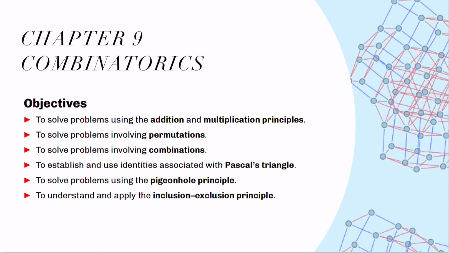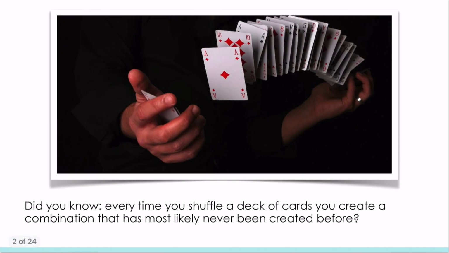Today we are starting Chapter 9, Combinatorics. Things we're going to look at through this chapter are things like the addition and multiplication principles, solving problems involving permutations and combinations, establishing using identities that are associated with Pascal's triangle, solving problems using the pigeonhole principle, and finally understanding and applying the inclusion-exclusion principle.